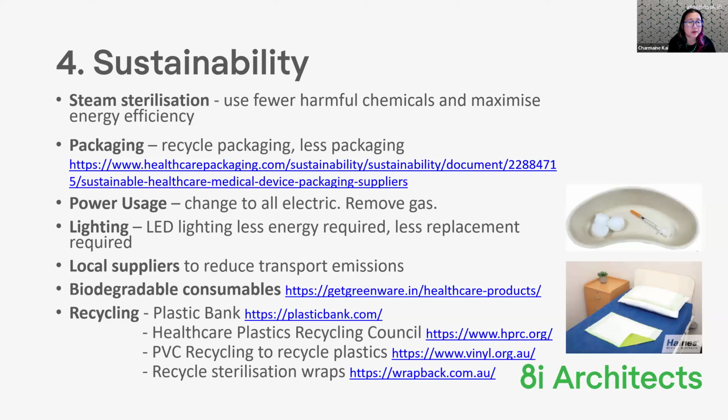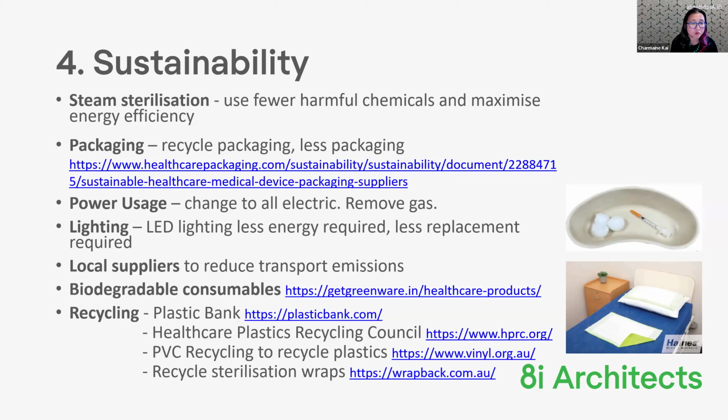Sustainability. This is a really big area. So think of using steam sterilization where you can, so there are fewer harmful chemicals, and you can maximize energy efficiency using steam rather than chemical sterilization. Packaging, there's a lot of consumables in IVF, if you have disposable pipettes and dishes and things like that. Think about recycling the packaging, using less packaging, or going to companies that either take back their packaging or have less packaging for delivery.